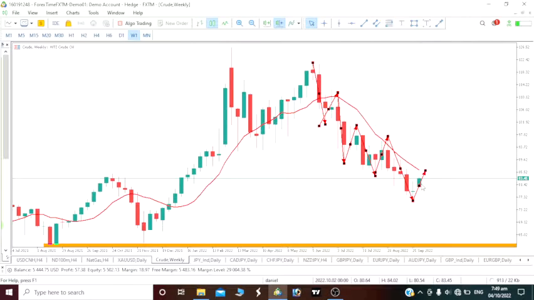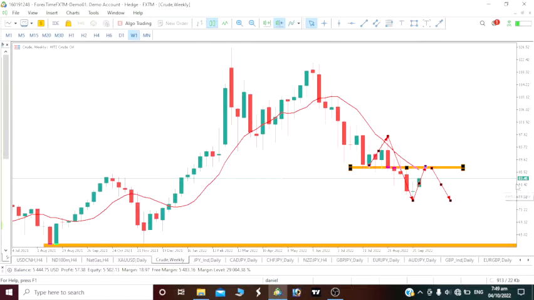I think we should be having a correction at a previous level where price reacted. I think this is the level here. I should be seeing price react around there to take the correction. Then once the correction is over, we should see a drop.